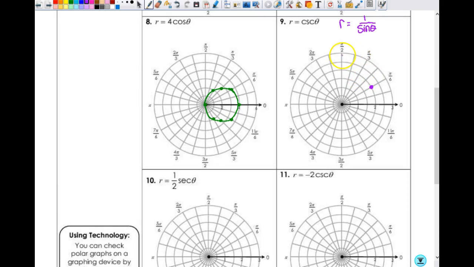Pi halves, what's the sine of pi halves? 1. I take the reciprocal of 1, and I get what? 1. So at pi halves, I'm at 1. So we're going to skip 2 pi thirds and 3 pi fourths again because those are yucky numbers that maybe we don't even need to use. Go to 5 pi 6. The sine of 5 pi 6 is 1/2, and then the reciprocal of 1/2 is 2. So at 5 pi 6, I'm at 2 again.